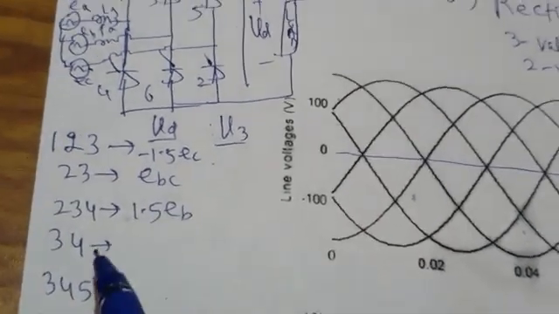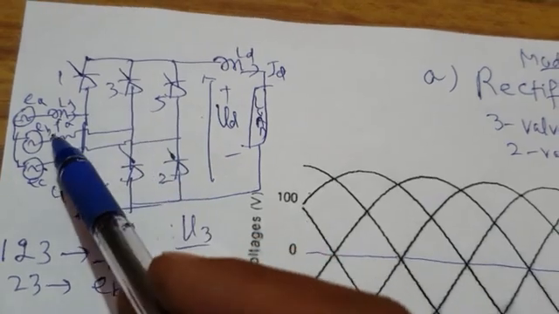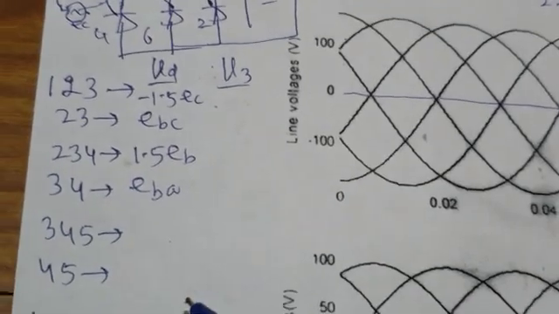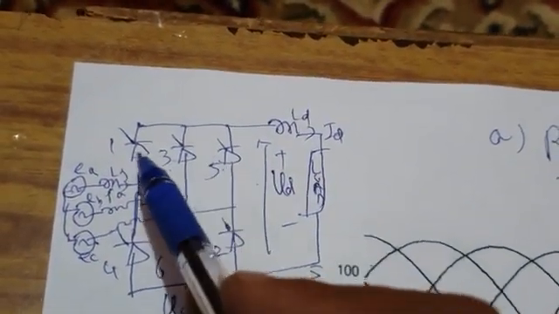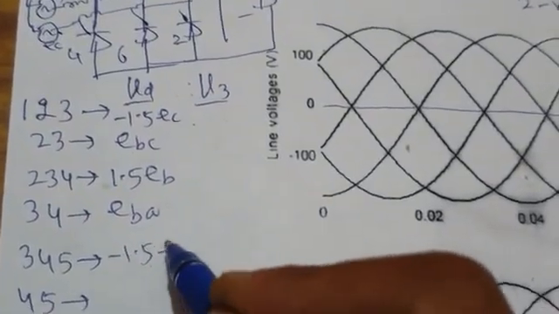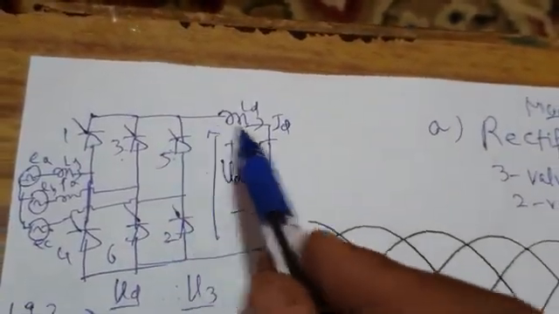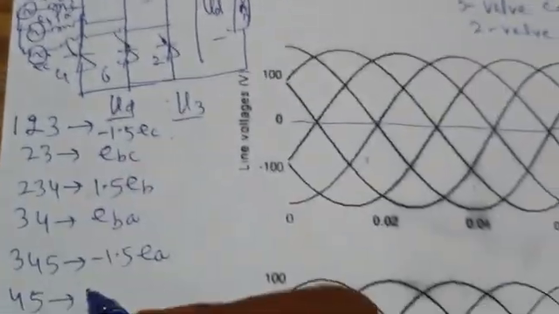Fine. Then the 3, 4 pair is conducting. This is 3, this is 4. 3 means EB, 4 means EA. So EB minus EA, that is EBA, is my load voltage. Then 3, 4, 5 are conducting. 3 and 5 in the upper group are conducting. Which valve is not conducting? 1. 1 is connected to phase voltage EA. So it is minus 1.5 times EA. Then the 4, 5 pair is conducting. 5 means EC, positive bus voltage EC, and 4 means negative bus voltage EA. So it is ECA.